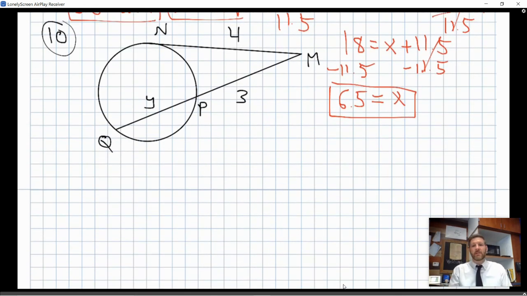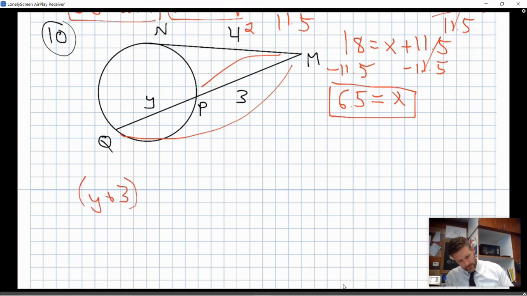Number 10, though, now we're going to be using the secant tangent product theorem, where we know that the entire secant times the outer piece is going to be equal to this tangent line up here squared. So let's set that up. The entire secant line would be y plus 3 times just the outer piece, which is 3. If you wanted to distribute that, you could, but I'm not going to. I think it's simpler. Equals 4 squared.